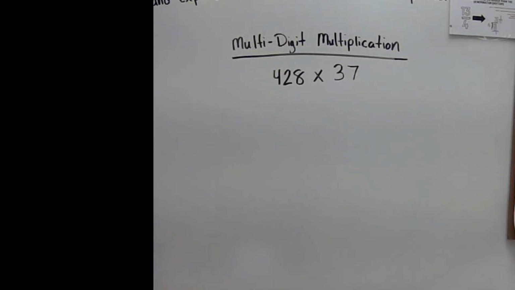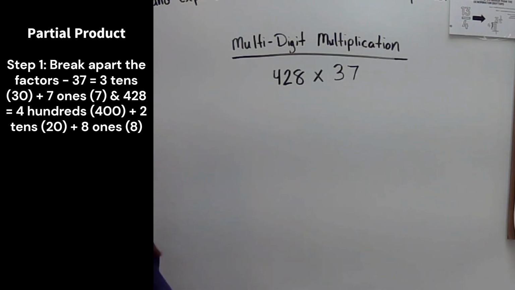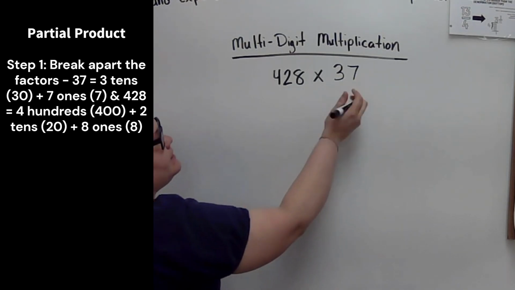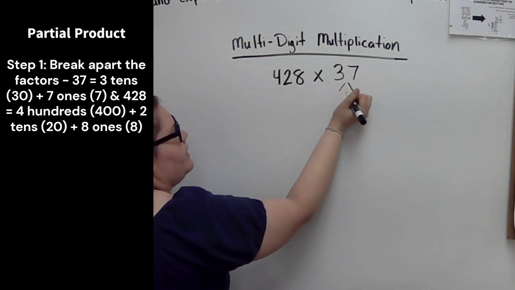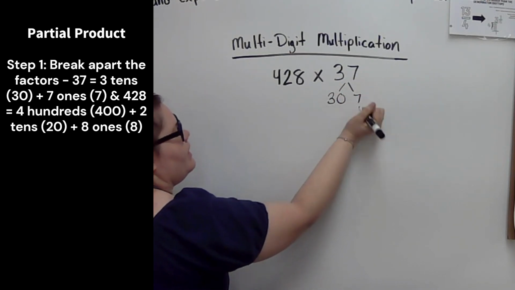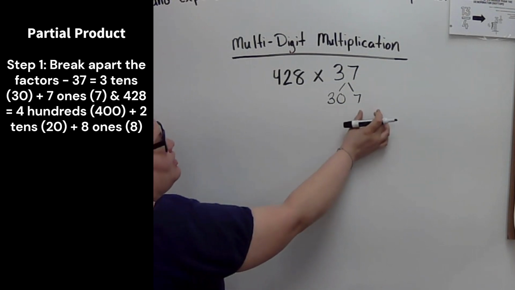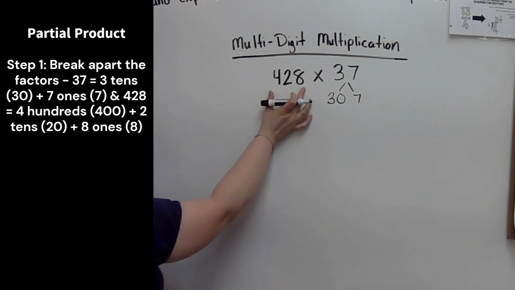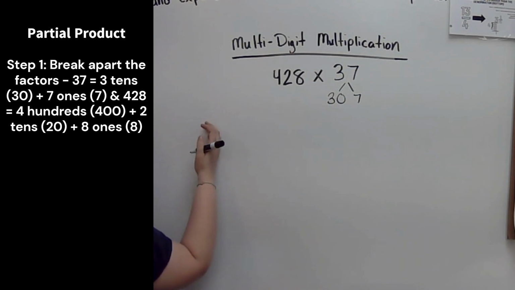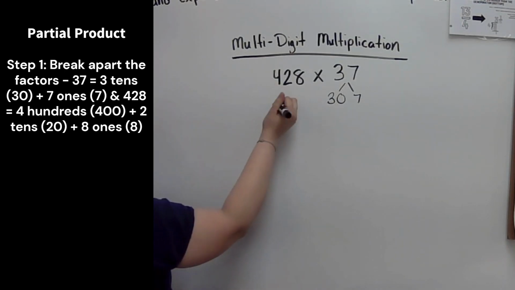The second way I'm going to show you how to multiply multi-digit numbers is using partial products. For partial products, I'm going to break apart each of the factors before I multiply them. So for 37, I have 3 tens and 7 ones. I'm going to take each of these numbers and multiply it to the 428. So on the left side, I'm going to break this into its parts.